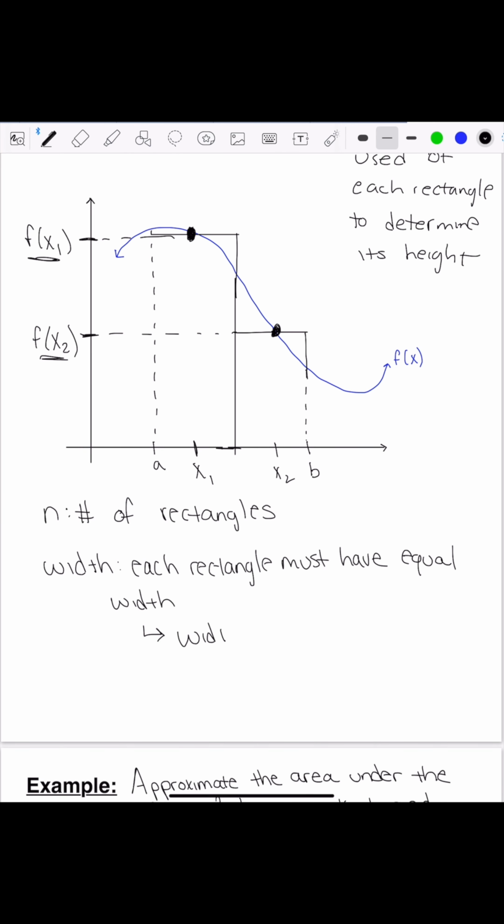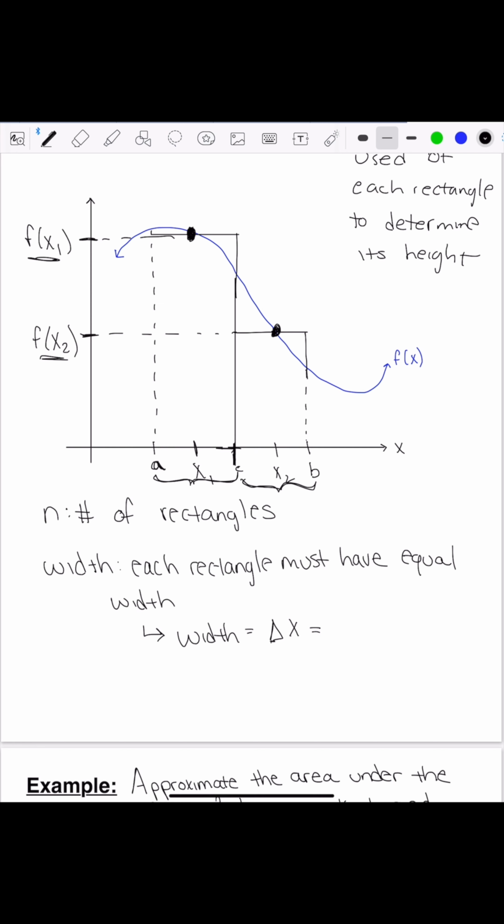So the width is equal to delta x. That triangle is a Greek letter delta, and delta just stands for change. So it's the change in x, because the width at the end of the day is how much we go from A up until this point C, or from C to B. That's a change in x, because those are the x values.